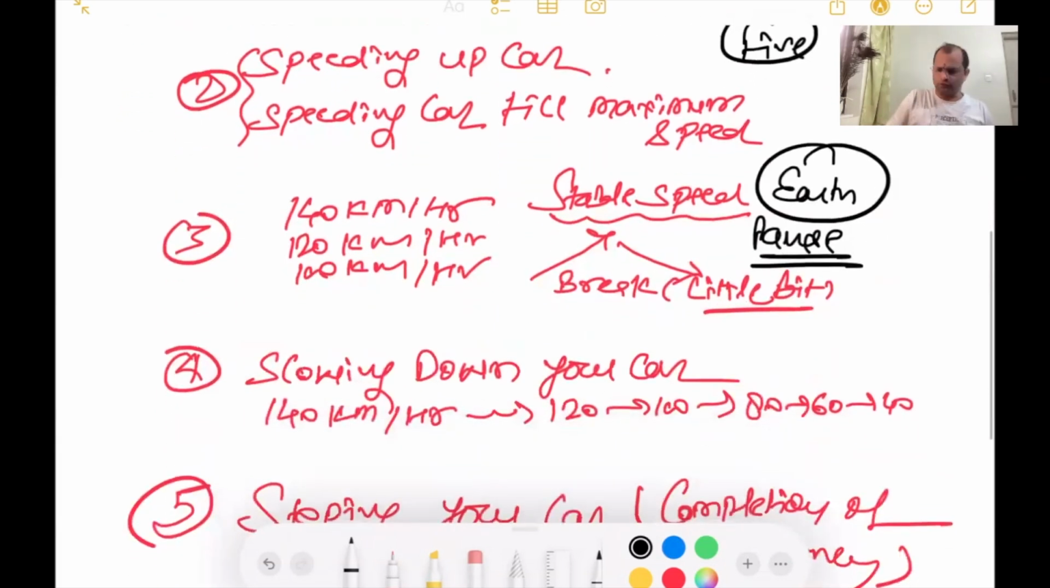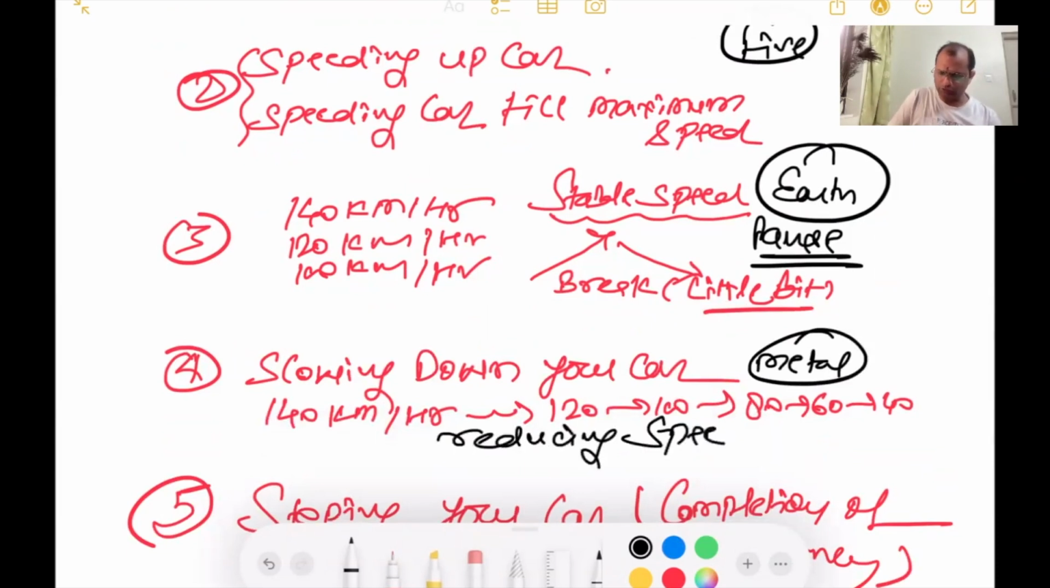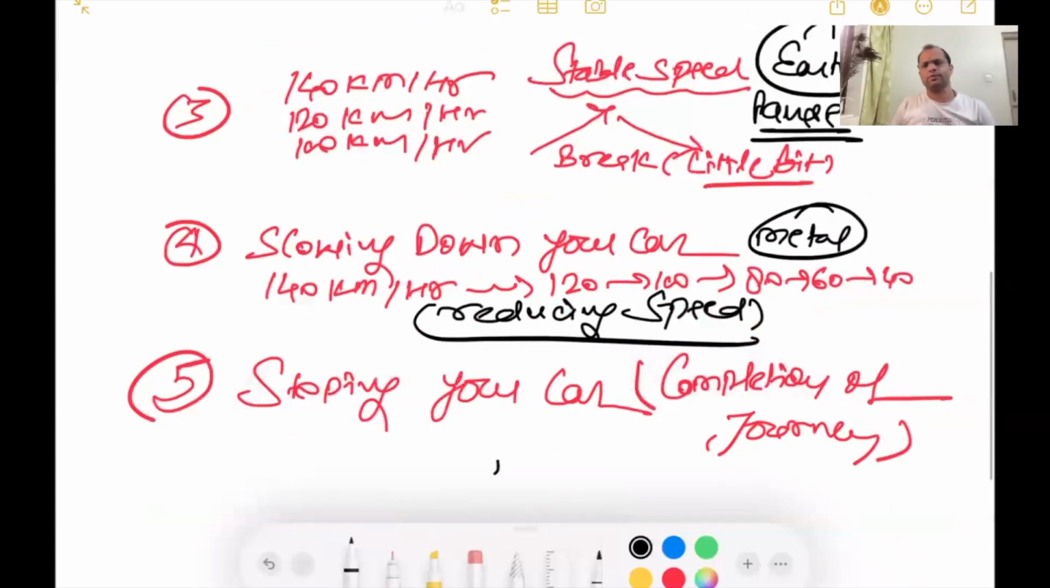And phase number 4 is called metal. Metal means now degeneration, reducing, slowing down the speed. So reducing the speed is the fourth phase, which is called metal. And finally, stopping your car, the completion of a journey, is called water.